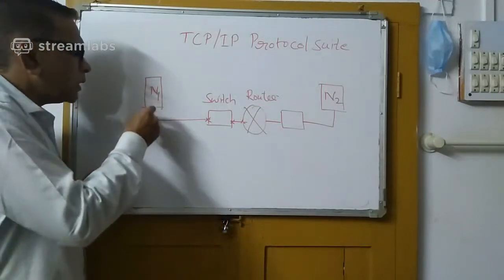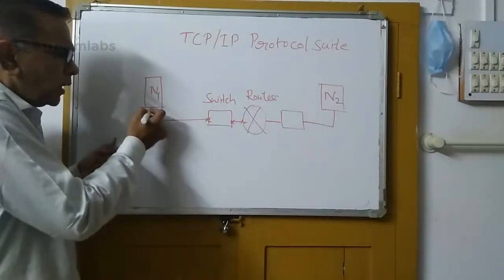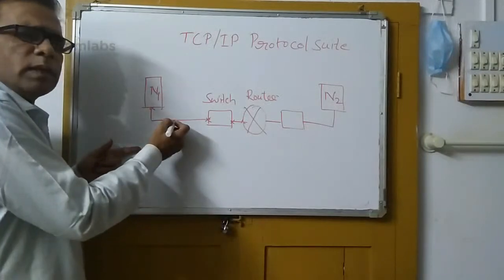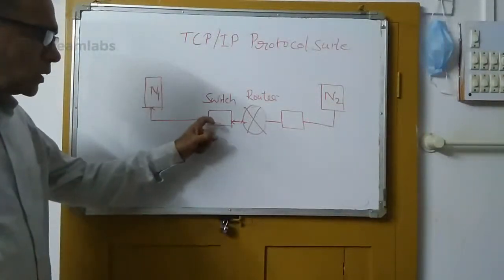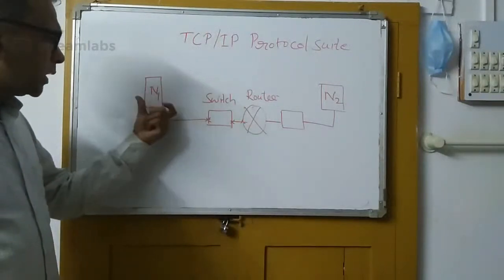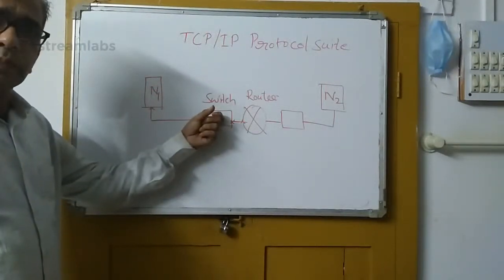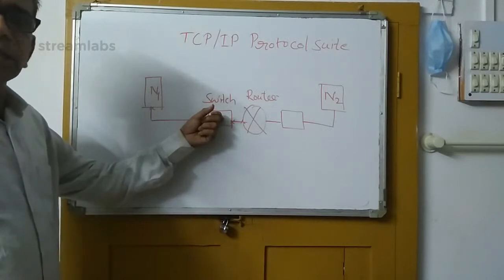Next, whenever it pushes the message to reach this particular intermediate node, what is needed is the address of the switch, the physical address of the switch.